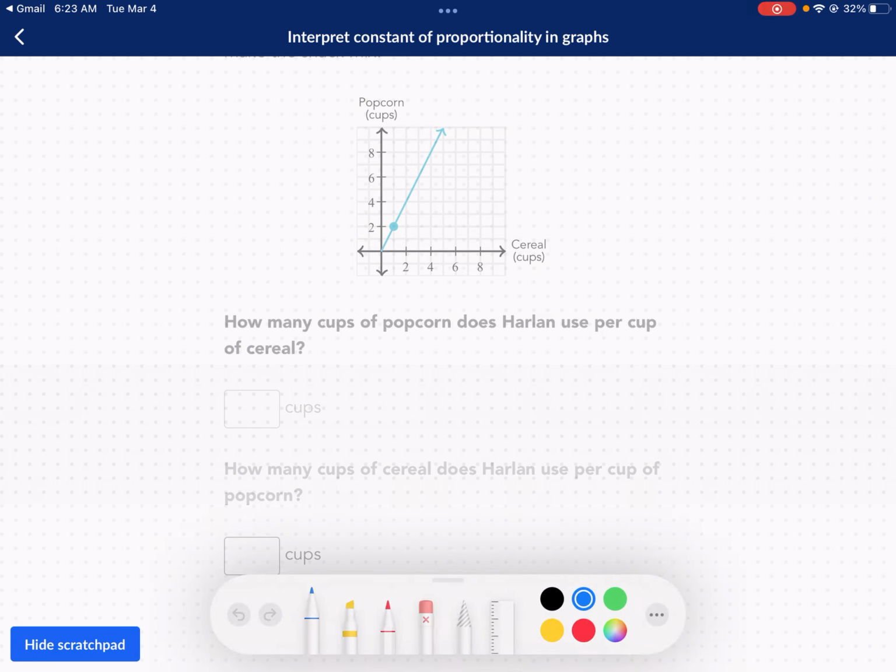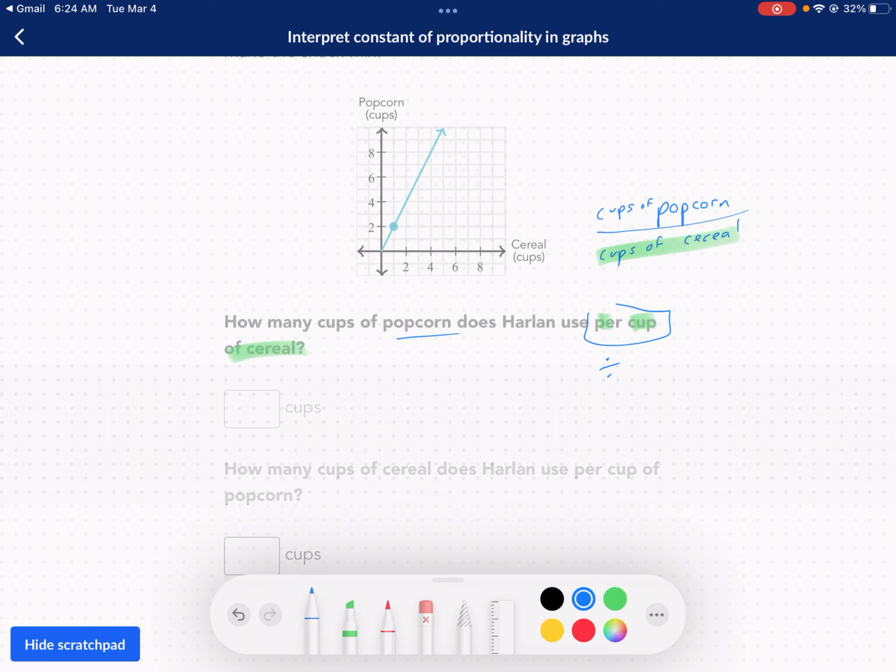So if we have popcorn per cup of cereal, we want popcorn on top. So cups of popcorn on top and cups of cereal on the bottom. Anytime it says per, think of that as the divide sign or the fraction, and the thing that follows is the denominator. So per cup of cereal goes on the bottom, okay?